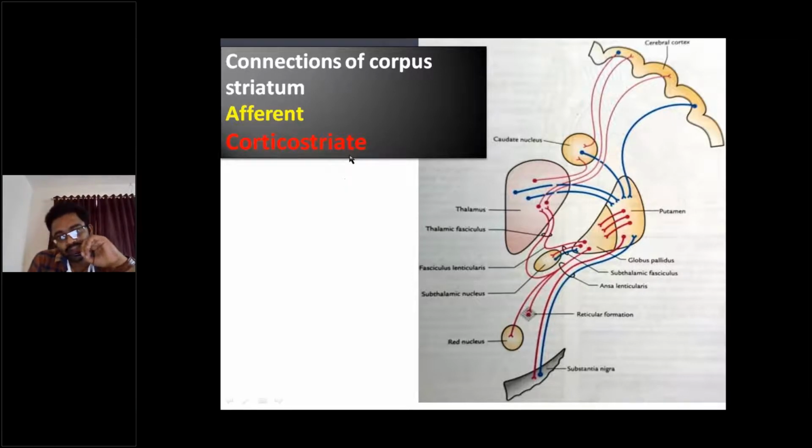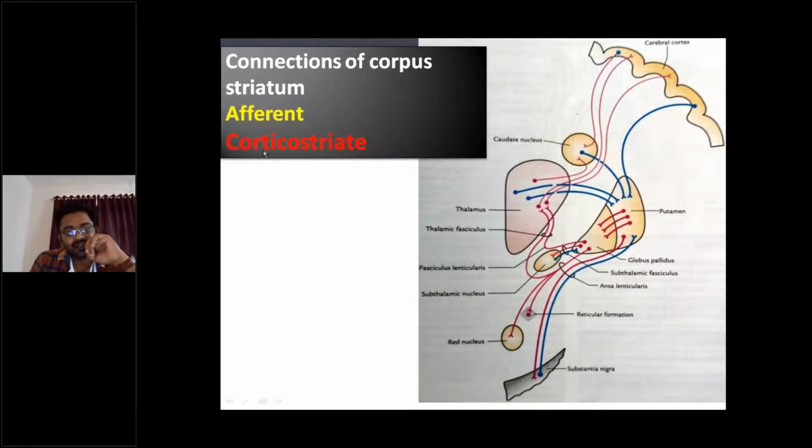So this is the schematic picture. This is the cerebral cortex, caudate nucleus, thalamus, and lentiform nucleus. Outer part putamen, inner part globus pallidus, subthalamic nucleus, red nucleus, substantia nigra. These are the parts. So for connections of the corpus striatum, afferents come mainly from the cerebral cortex, thalamus, and substantia nigra. Under this, first we see the corticostriate.